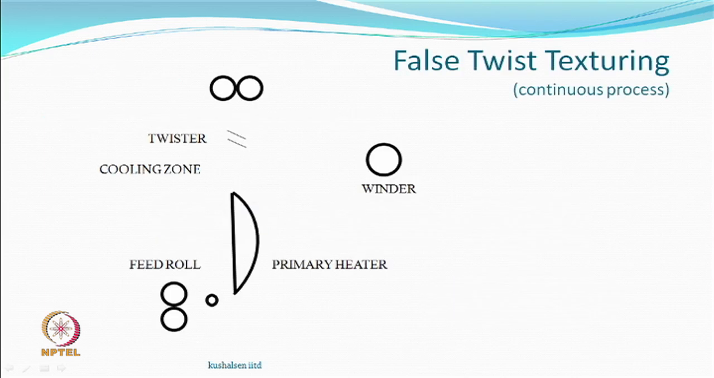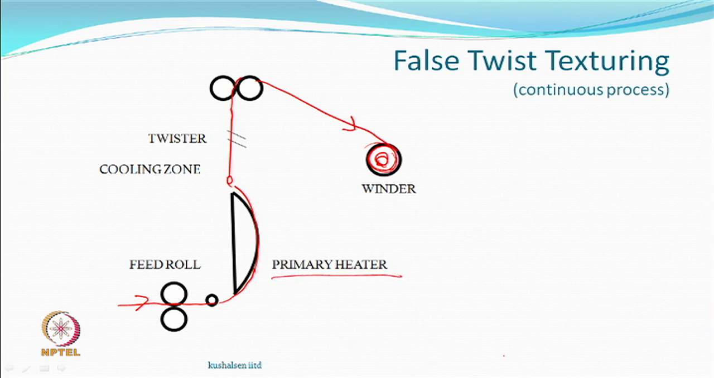General line diagram, we just remember. The untwisted yarn is fed, it goes over the heater surface, and then is guided through to the take up roll and then to the winder where you can wind. This is your line diagram.